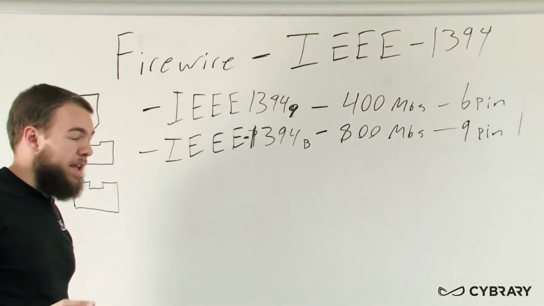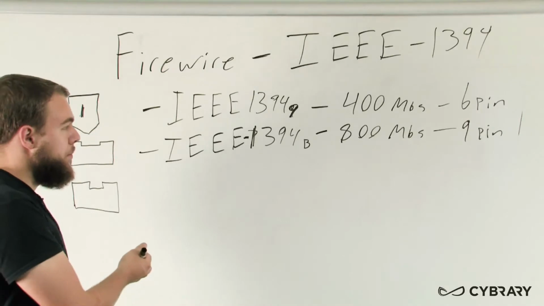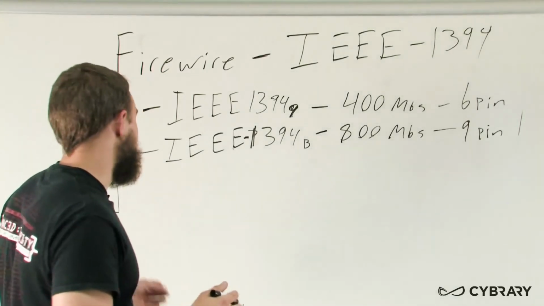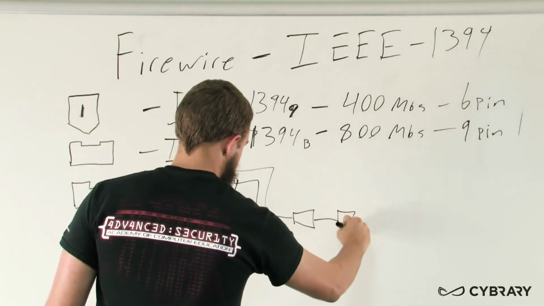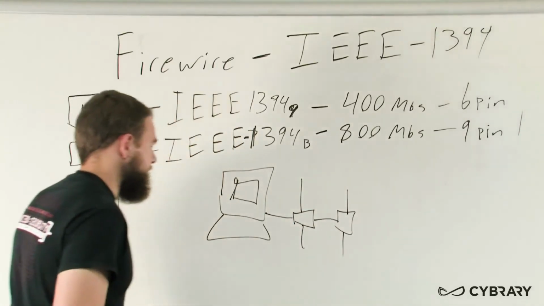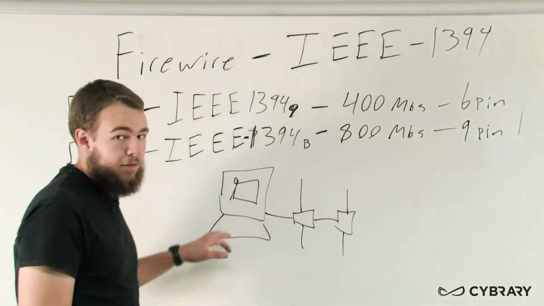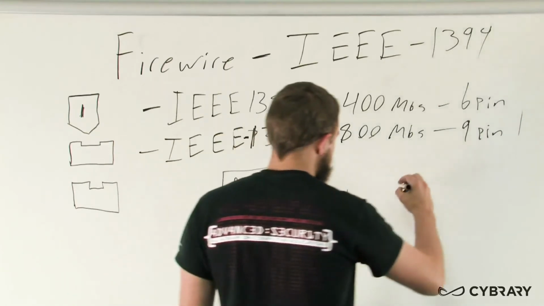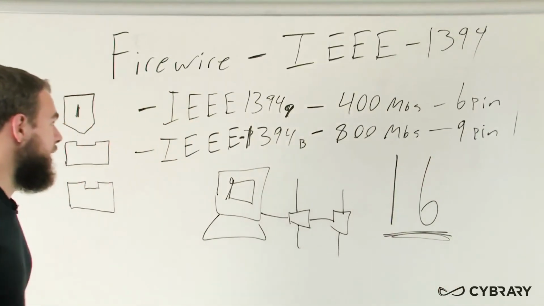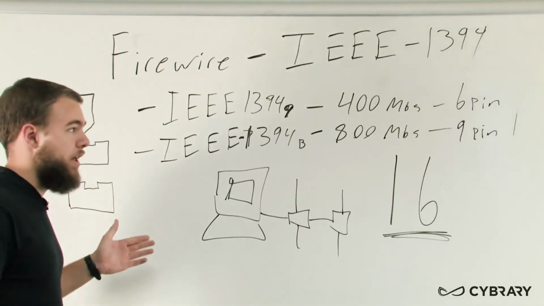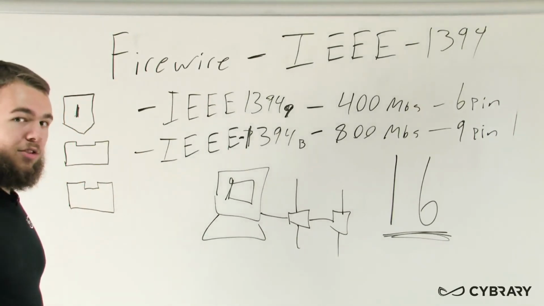As with our USB, there is a maximum number of devices that we can connect to a single port, because as with USB, we can have hubs that allow us to daisy chain for multiple devices. But the total number of devices that we can have plugged into one port for Firewire is going to be 16. So we want to keep that number in mind. We want to remember the difference between 1394A and 1394B. And now we have our information on Firewire.